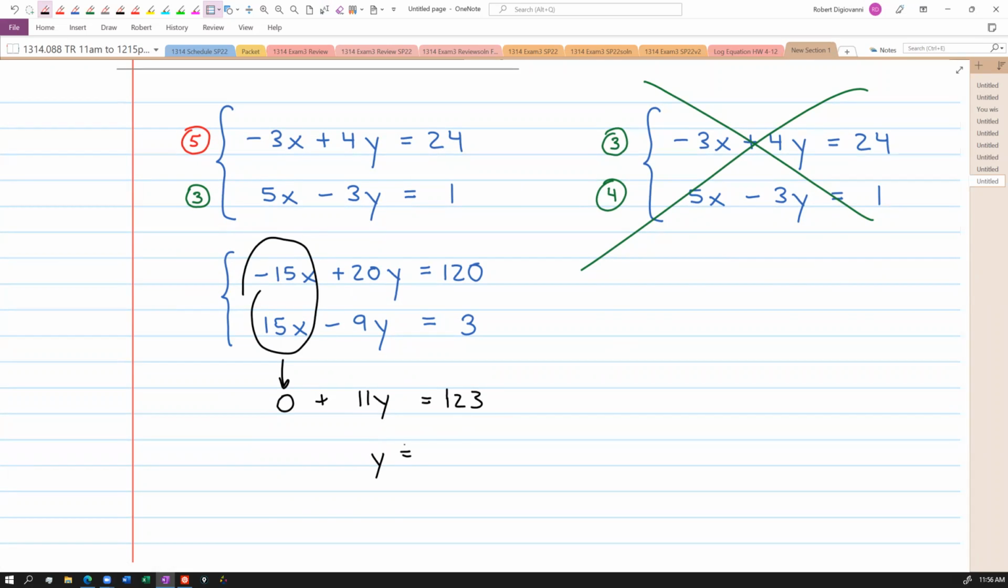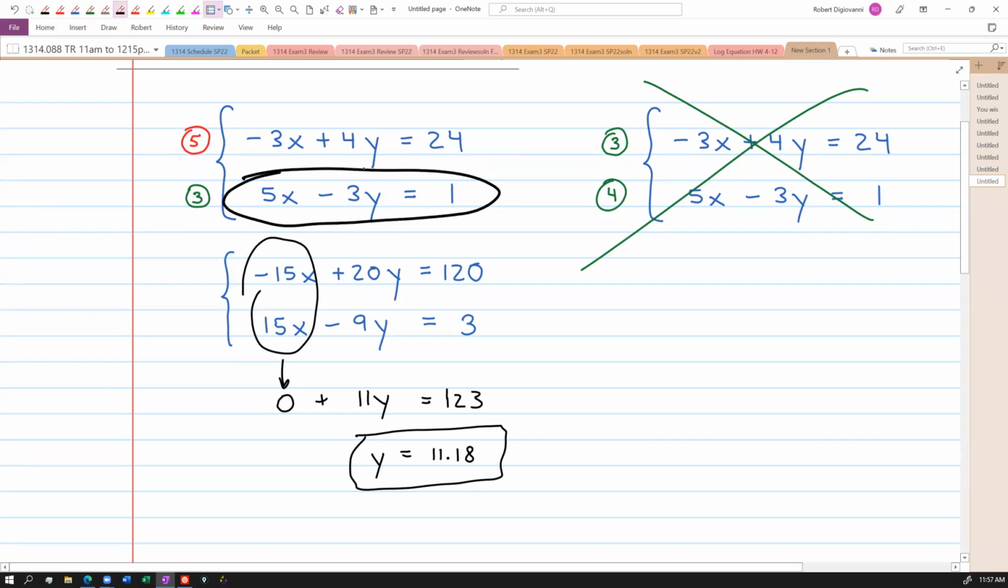123 divided by 11. Yeah. 11.18181818, like that, something like that. Let's just go 11.18. We know what y is. Be careful, right? We know what y is, so now we need to go get x. So any equation you want for x. Let's do the second equation. We haven't done that before. Let's grab the second equation and plug y into that one, just for fun. We could have picked the first one, but I'm going to do that one. Just for fun, as if this is fun.